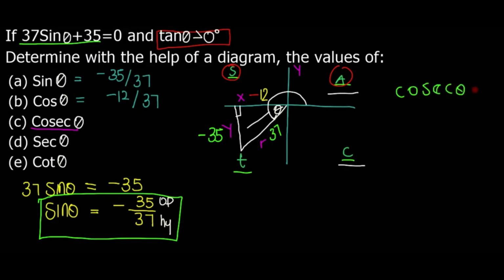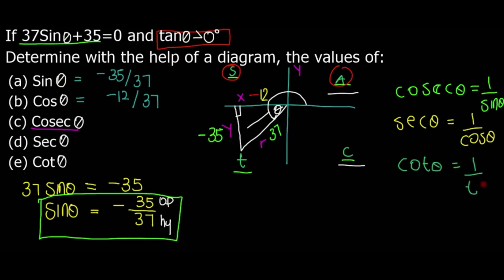And then cosec theta is equals to 1 over sin theta. And then sec theta is equals to 1 over cos theta. And then cot theta is 1 over tan theta. Actually you get the inverse. But cos theta, sec theta, and cot theta.